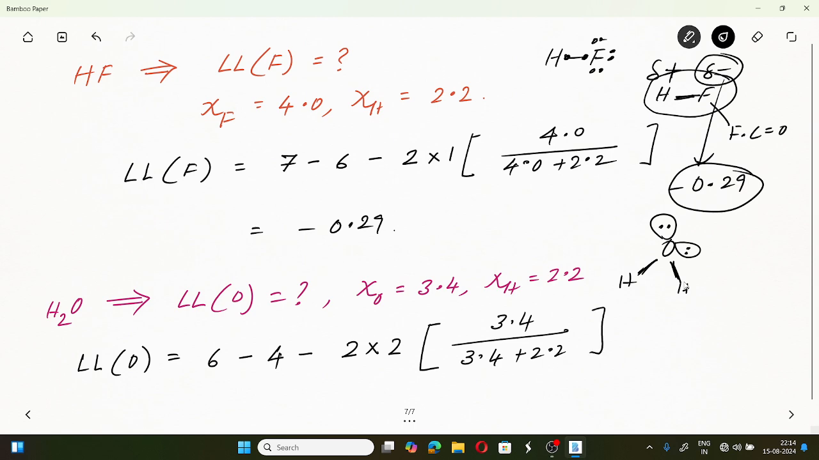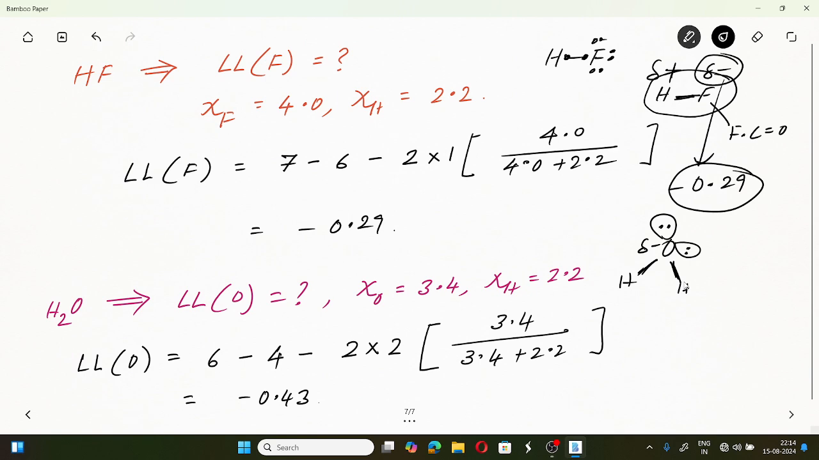So this value will be minus 0.43 as per my calculation. You can verify it. So this delta negative that I was talking about, this is minus 0.43. Normally, if you calculate it, it would have been 0. Now we understand that by introducing the concept of electronegativity, it becomes minus 0.43.